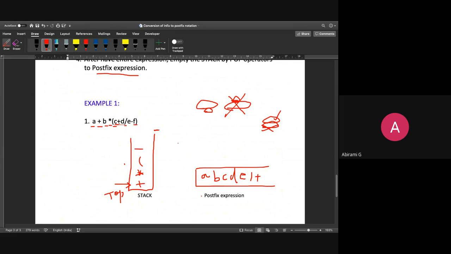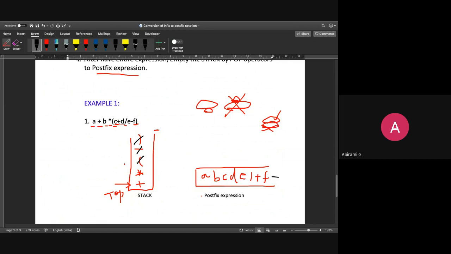Then what is the next character? F. F is an operand, so we can place it into the postfix expression. Then what is the next character? Close bracket. Once it reaches the close bracket, as per the rule, we have to pop all the operators until we reach the beginning parenthesis, the opening parenthesis. So pop till this minus. Minus we have to put, but don't put the parenthesis. We should discard the parenthesis because this is a parenthesis-free expression. Afterwards there is no character, which means we have read all characters in the expression.